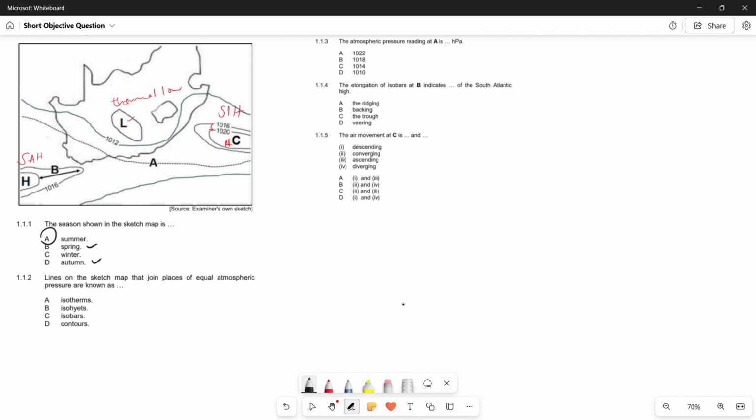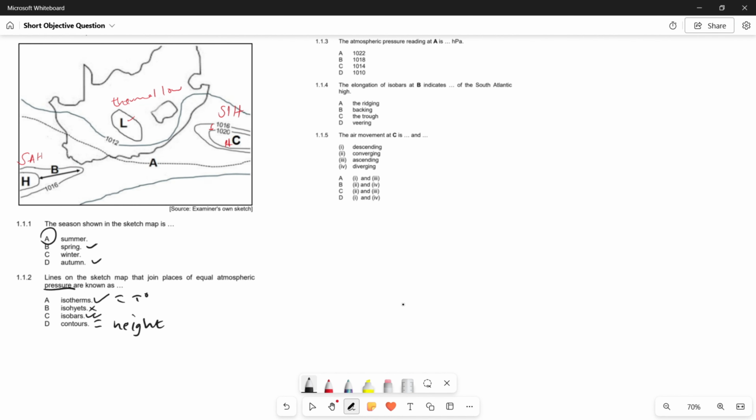Okay, so 1.1.2, lines on the sketch map that join places of equal atmospheric pressure. Isotherms join places of equal temperature, right? Those are isotherms, thermal temperature. Iso heights, I don't know what that is. Isobars join places of equal atmospheric pressure, so this is the correct answer. And contours are just lines that join equal height.